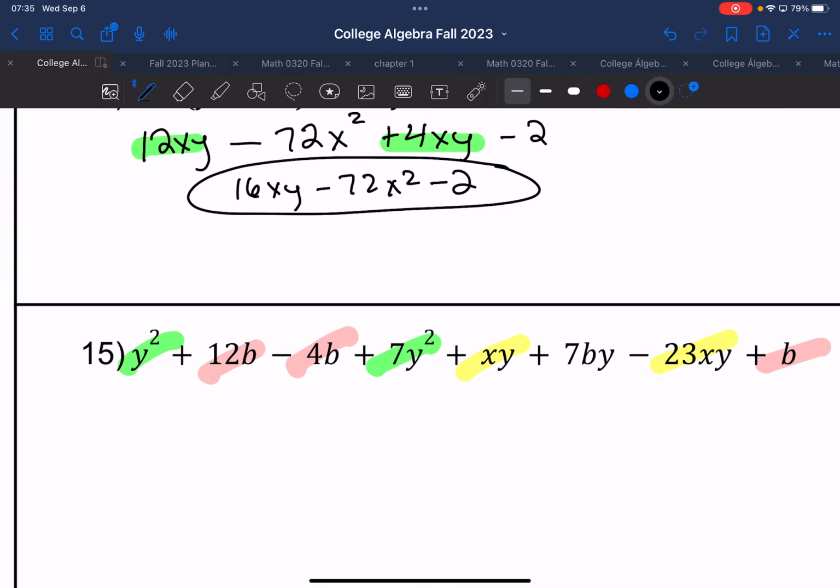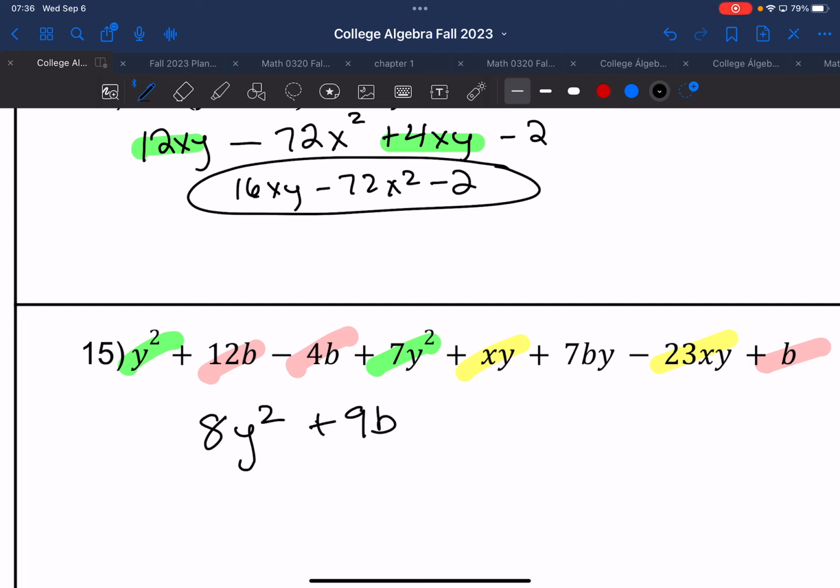Okay. So I'm going to start left to right. So I'm looking at my y squared. So y squared plus 7y squared is 8y squared. Okay, now I'm looking at my b's. 12b minus 4b is 8b, but then I have an additional 1b over here, so 9b, because 12b minus 8b is, yep.